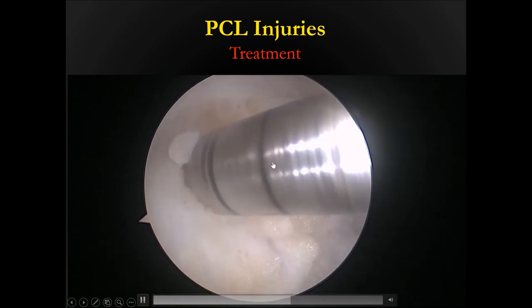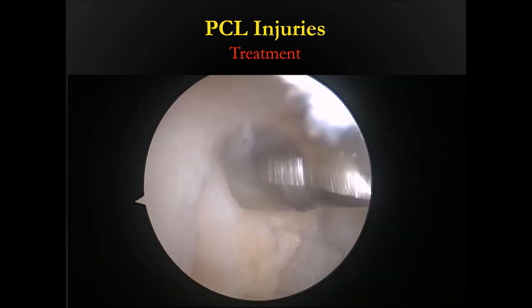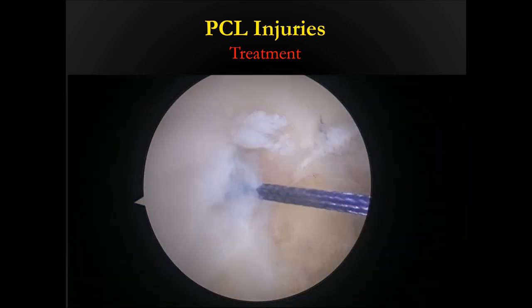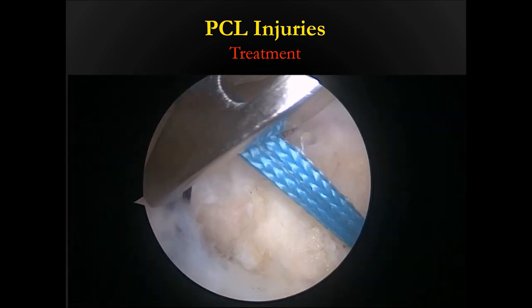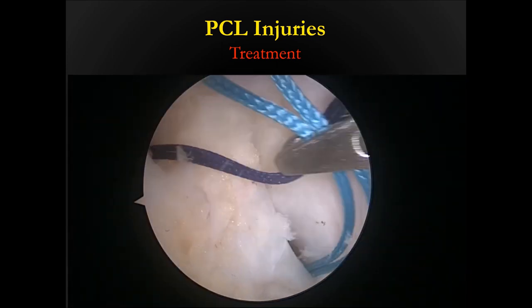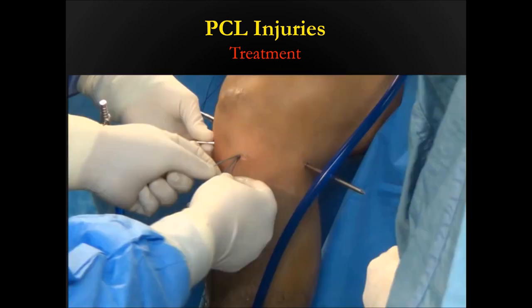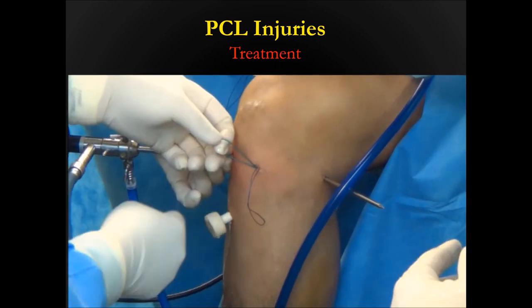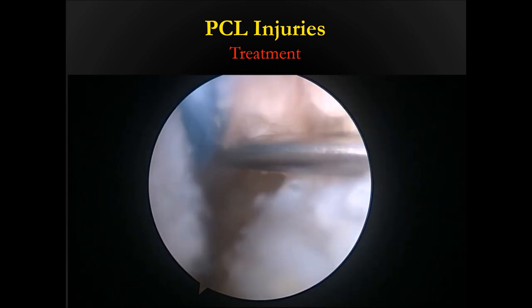So it's the same concept as ACL reconstruction. You need a tibial tunnel, a femoral tunnel, then pass the graft into the tunnel. Then fix it in a stable position, okay? Because you cannot just repair. You need to do reconstruction. But PCL is different because there's some part of the ligament that has already healed. So you should not sacrifice the ligament. You should preserve it and just augment it, okay?